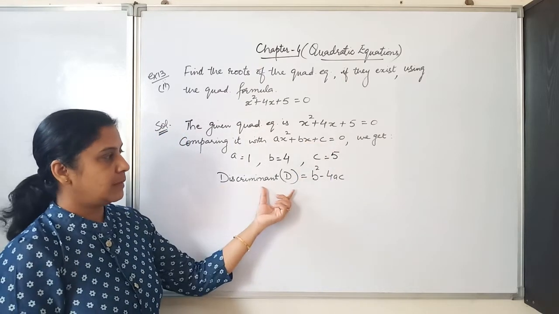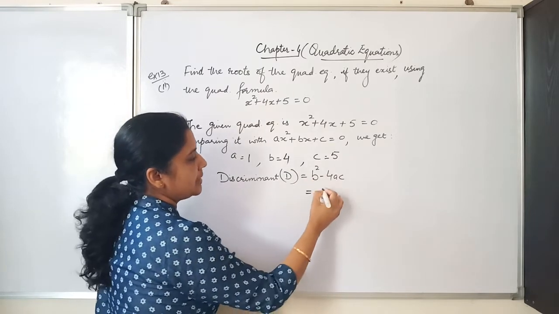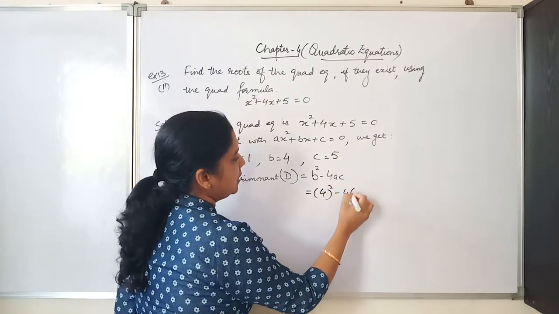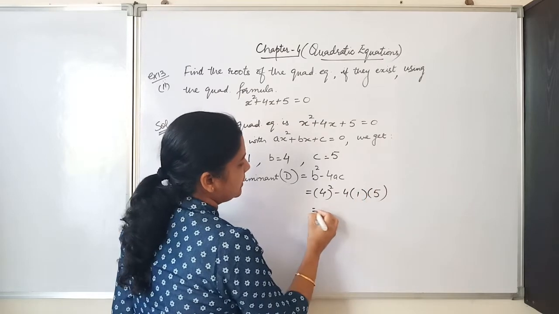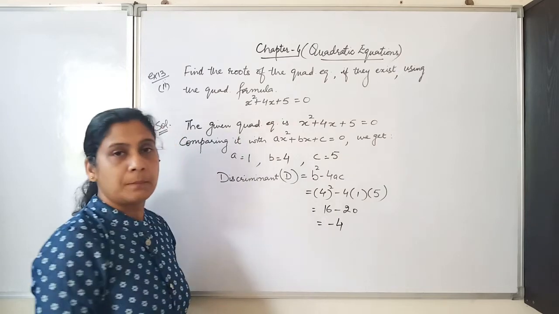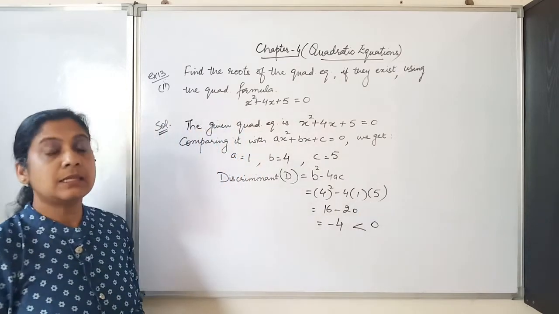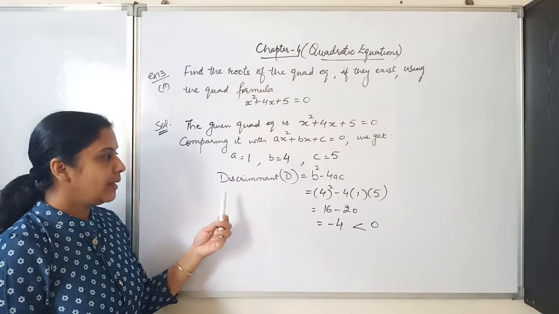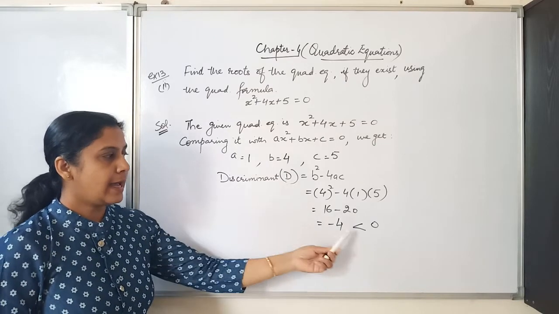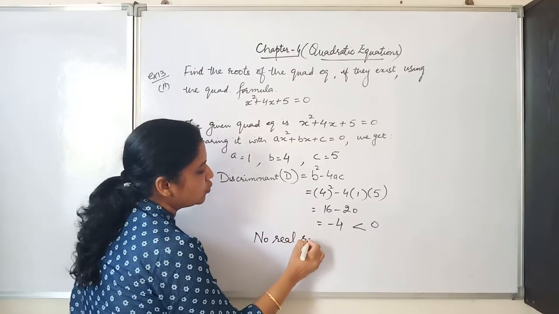Let's solve for discriminant D, which is given by the formula b square minus 4ac. Let's put down the values. It gives us minus 4. Minus 4 is a negative number, it's a less than 0 number. So whenever you get the discriminant D as negative, you will not get any real roots.